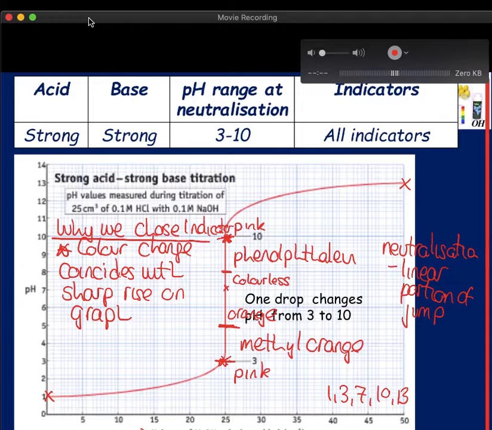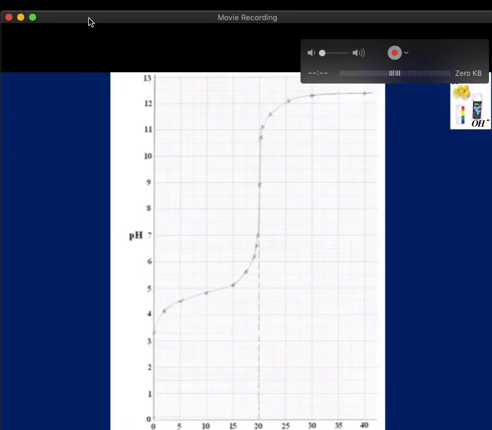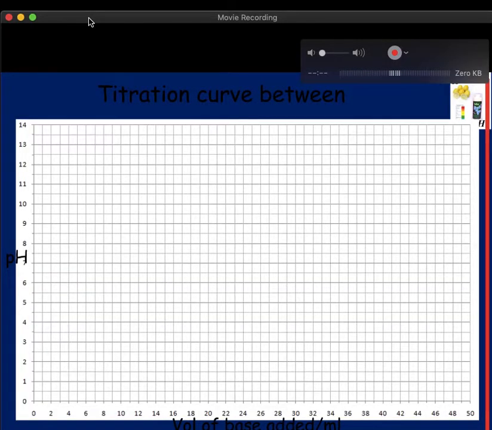And it's kind of like this S shape. So that's strong acid, strong base, and any indicator is totally suitable for this. So this was a question that you had to do.